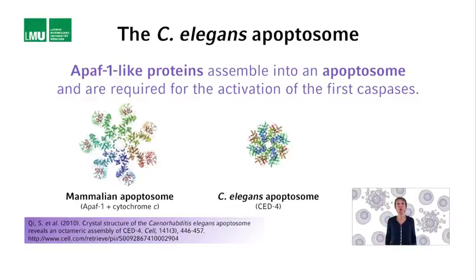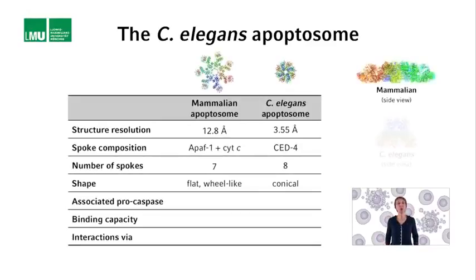Interestingly, the C. elegans apoptosome turns out to be octameric. It is a circular structure with 8 rather than 7 spokes. Furthermore, rather than a flat, wheel-like form, as had been suggested by the structural studies on the mammalian apoptosome, the crystal structure of the C. elegans apoptosome suggests a funnel or cone-shaped form. And finally, rather than up to 8 molecules of pro-caspase-9, the C. elegans apoptosome appears to bind only 2 pro-CED3 molecules.